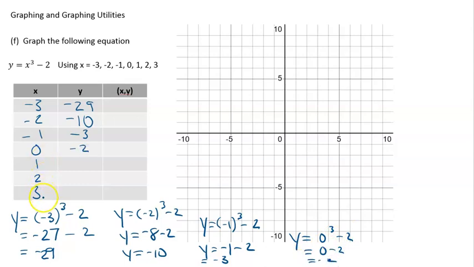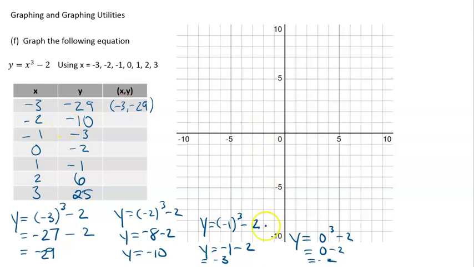Now, these positive ones we might could do in our head. Look, 1 to the third is 1 times 1 times 1 is 1, minus 2 is -1. 2 to the third is 2 times 2 times 2, which is 8, minus 2, which is 6. 3 to the third is 27, minus 2 is 25. So that means we have the point -3, 29. Uh-oh, what do? I wrote -29. I even went the wrong way. -3, -29. It falls off my graph. Is that okay? Yeah, we can handle that. Okay, we don't have to plot that point.